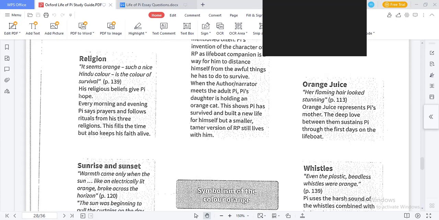Religion. It seems orange, such a nice Hindu color. Can you see that again? They're talking about color when you get that statement.